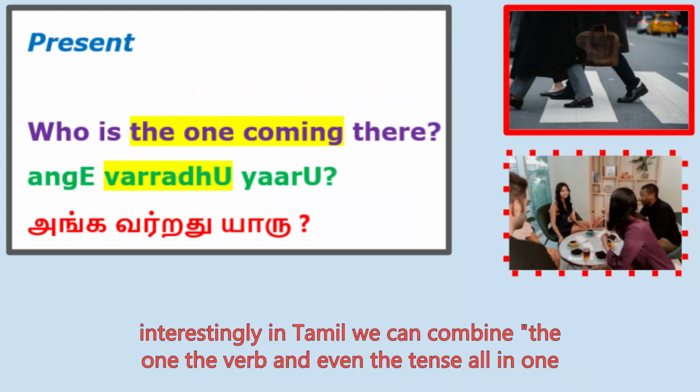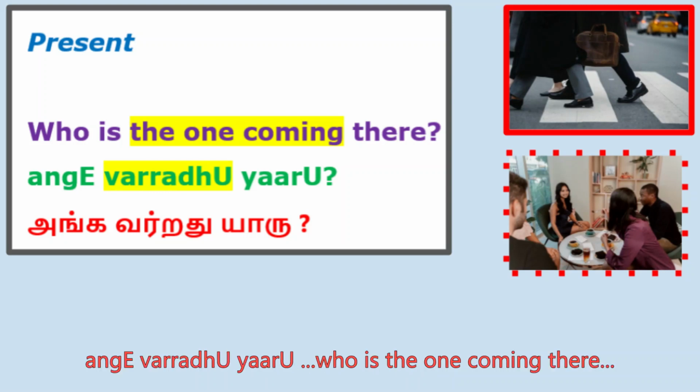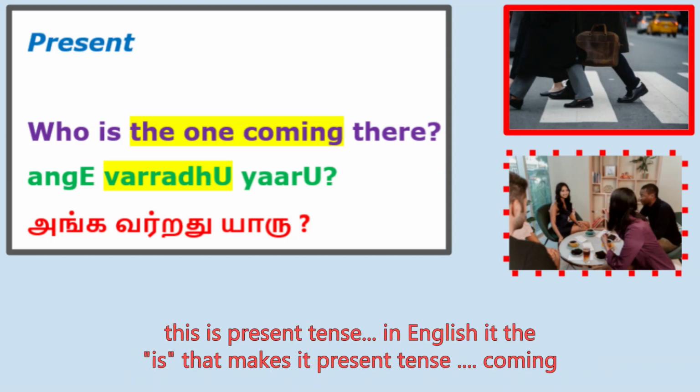Interestingly, in Tamil we can combine the one, the verb and even the tense all into one word. Anga varadu yaru. Who is the one coming there? Anga varadu yaru. So this is the present tense.